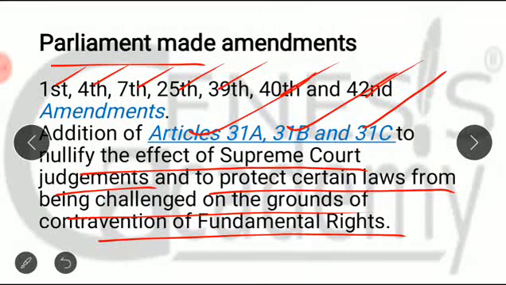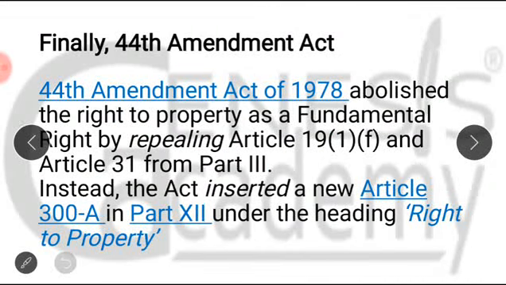So the Supreme Court started giving decisions and judgments in favor of the landowners for the payment of compensation and for nullifying the laws made by the parliament which were in contravention with the fundamental rights. And what did the parliament do? To nullify these decisions and judgments, it amended the constitution because the parliament has the power to amend the constitution. And finally the parliament made a master stroke, which we call the 44th Amendment Act of 1978. And what happened with this amendment?